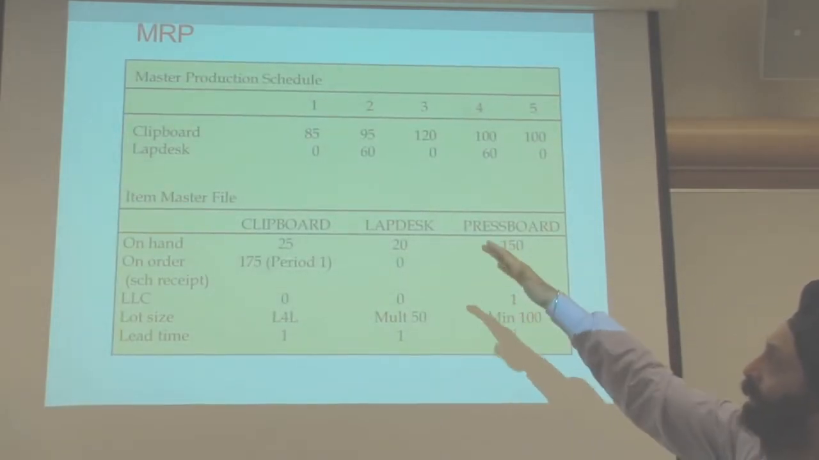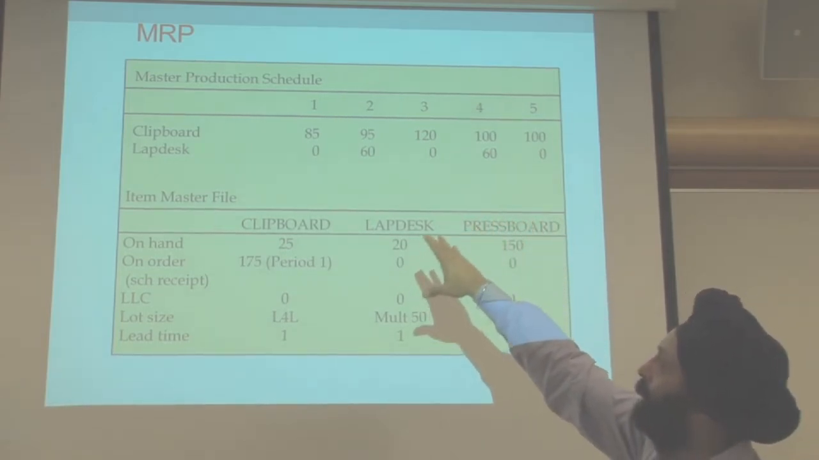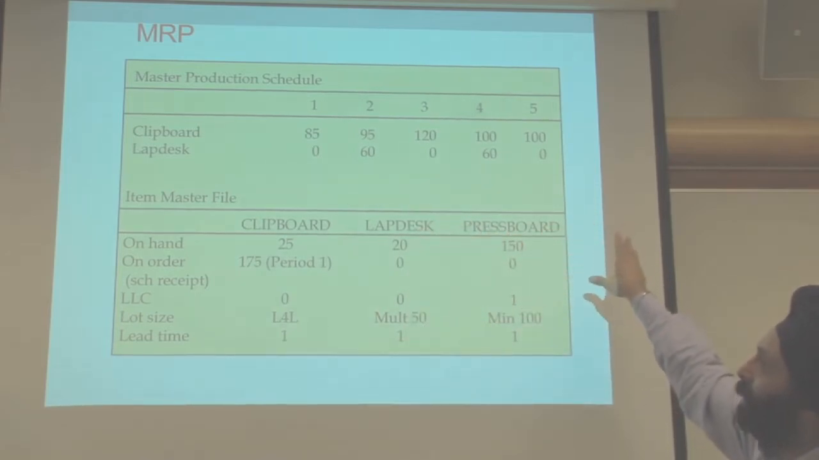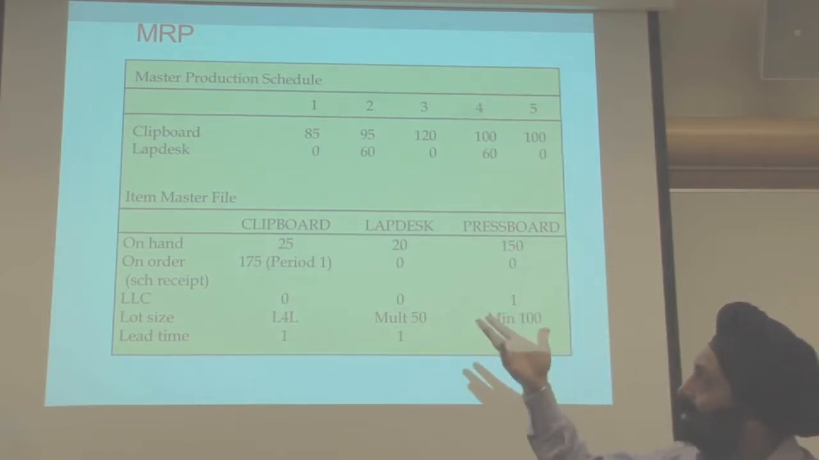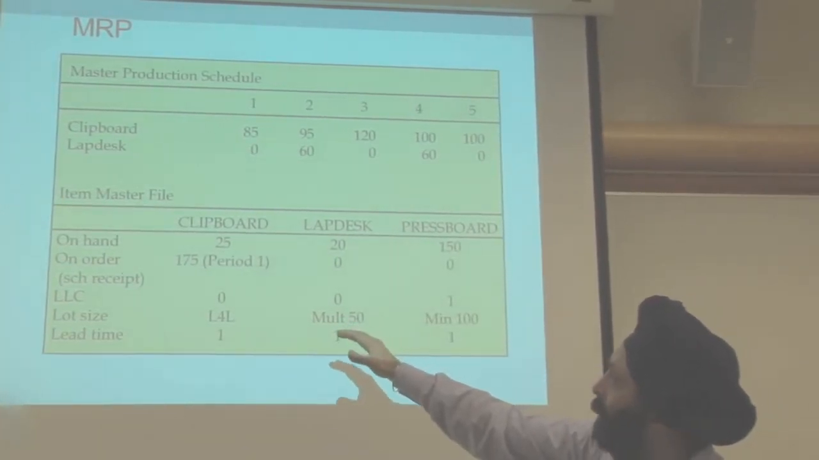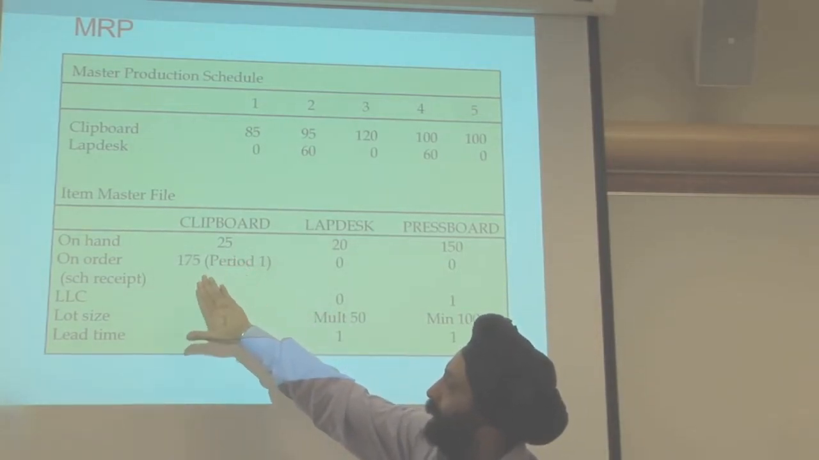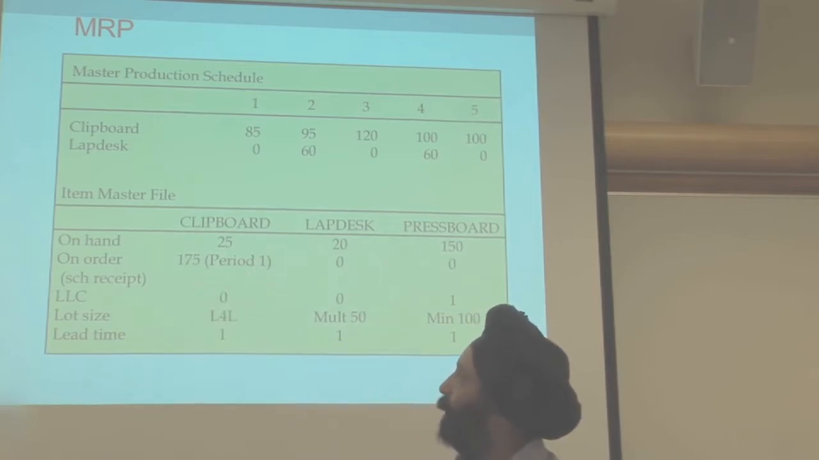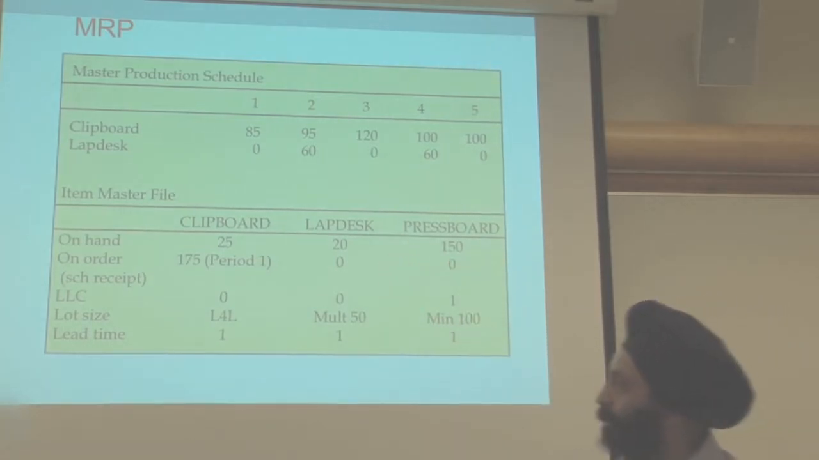So you have yourself a clipboard, and the master production schedule of the clipboard is indicated to be 85, 95, 120, 100, 100. So those are the 5-period production schedule that is indicated. For lap desk, it's 60 units every 2 weeks. So in this case, on hand, you have 25 clipboards, and then on order is 175, which is scheduled receipt in period 1. Lap desk is 20, press board is 150. So those are all the information that is provided to you.